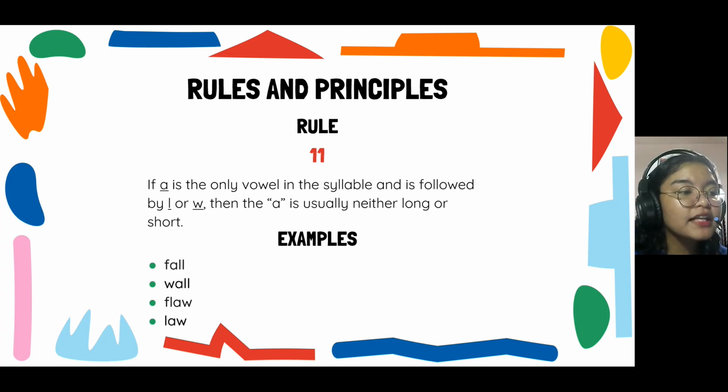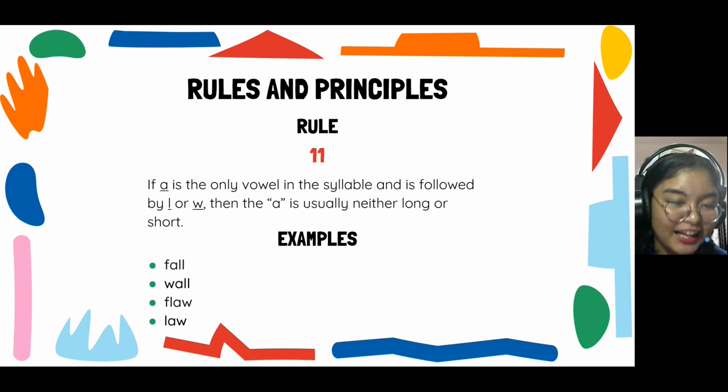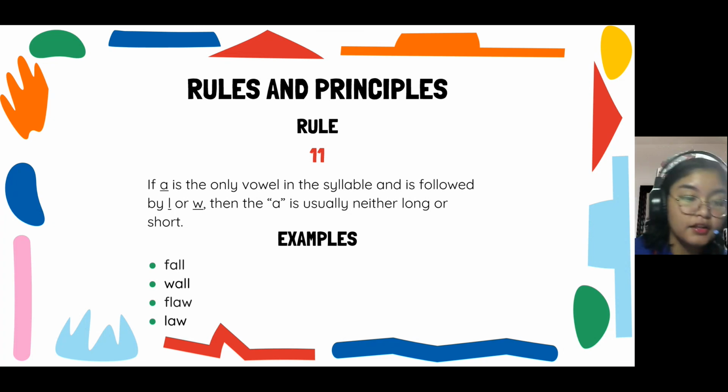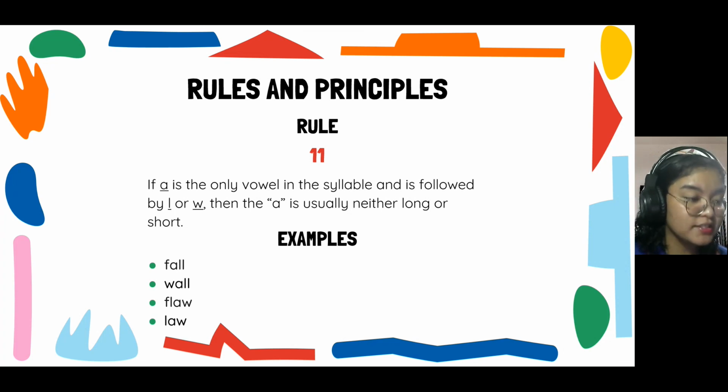And then for our last rule and principle, rule 11: if the vowel A is the only vowel in the syllable and followed by L or W, then the A is usually neither long nor short. For example, fall, wall, flaw, and law. The words fall and wall have a long A sound because it is followed by the letter L. Meanwhile, the words flaw and law are followed by the letter W, which has a short sound.